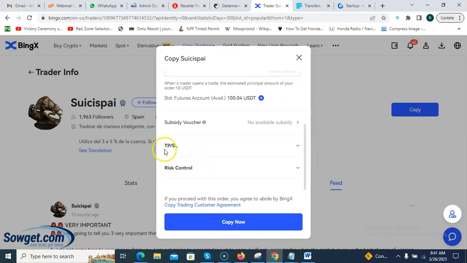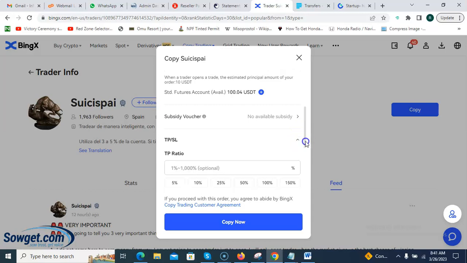Okay, you can see this portion here, take profit and stop loss. This is very important. When you are copying a trader, if they set the take profit and stop loss on the trades they place on your account, it will also reflect on your own side because you are copying them. But if you want to use your own take profit and stop loss, then you can set it by yourself. If you want to do that, you just simply scroll down.